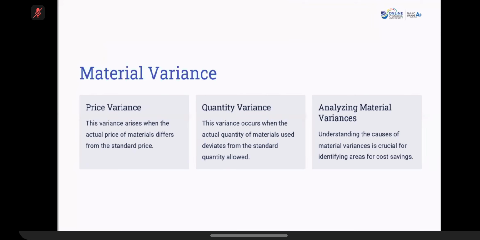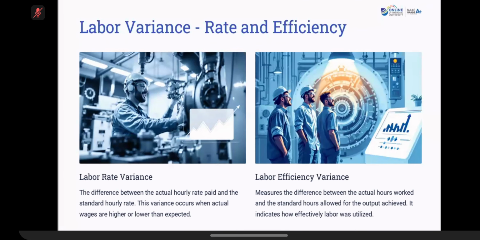Next, we had labor variance. In labor variance, we have two types, labor rate variance and labor efficiency variance. So the formula for labor rate variance is: labor rate variance is equal to standard rate minus actual rate into actual hours worked.